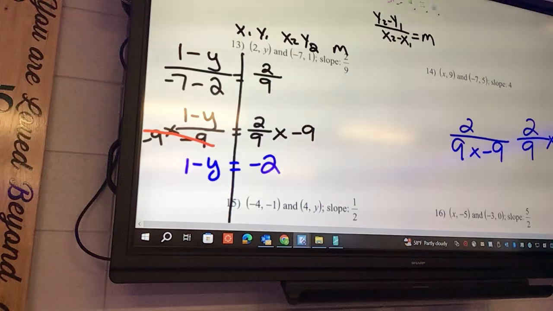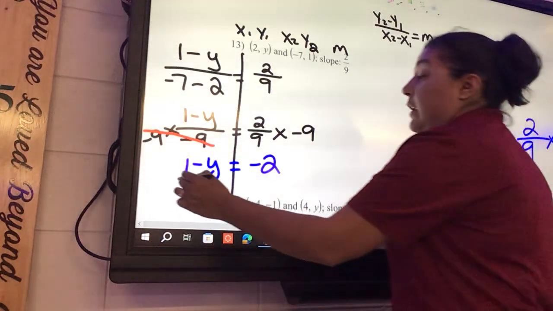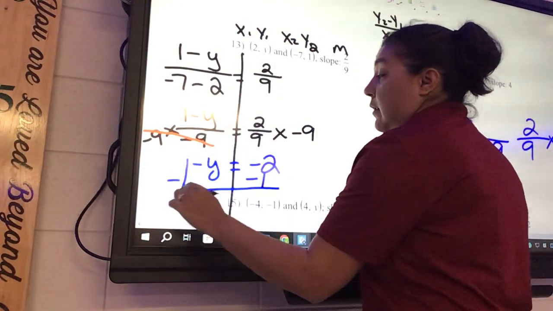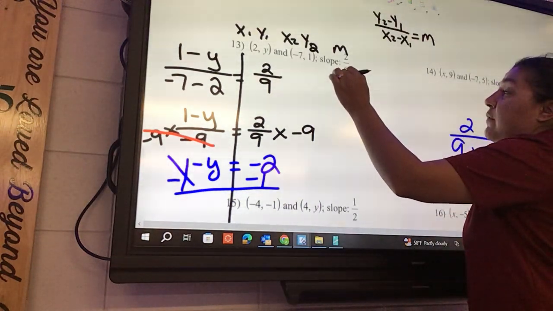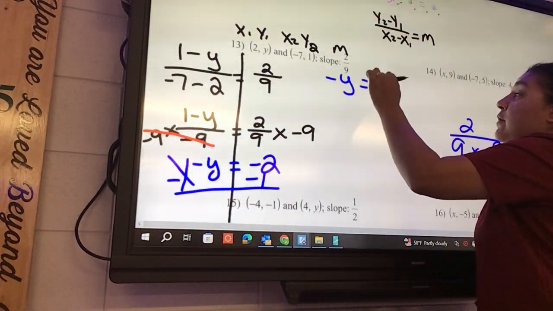What else is on y's side that just should not be there? A 1. How do I move that 1? Minus. Okay, and this one kind of sucks because it's a negative y, but we got -y equals -3.